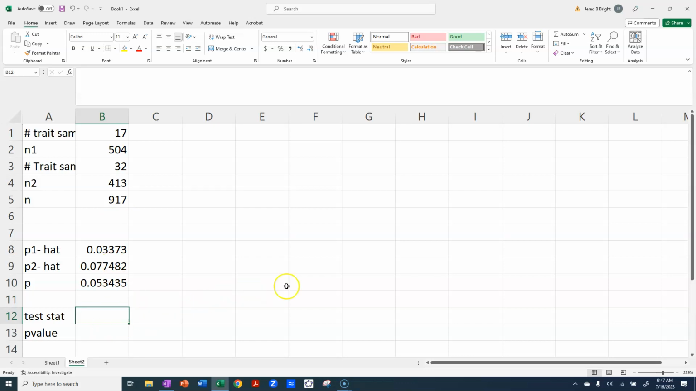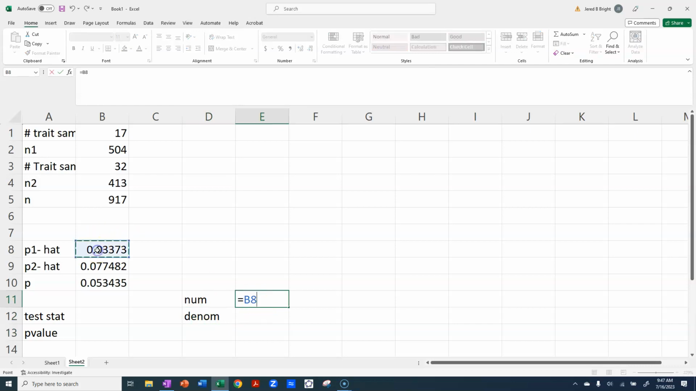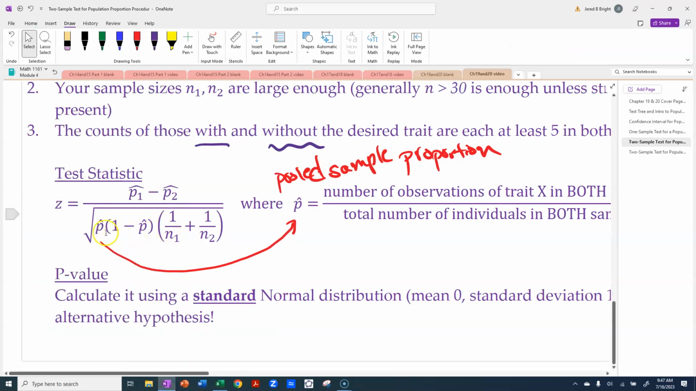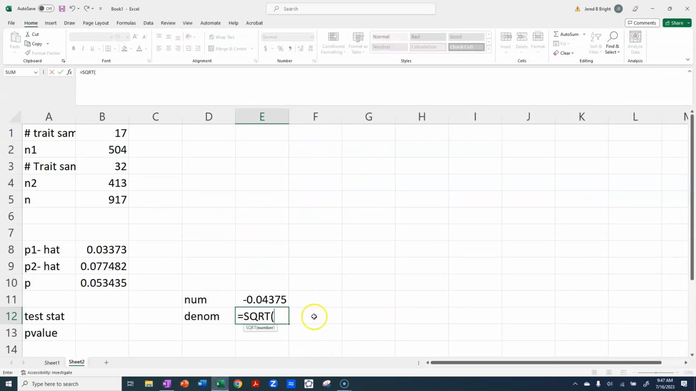If you need to do this as, okay, here's the numerator and here's the denominator, that is fine. We can do that. So the numerator is going to be P1 hat minus P2 hat. The denominator has a big square root in it, and I actually just want to double check it. So it's P times 1 minus P times the sum of the reciprocals of the sample sizes.